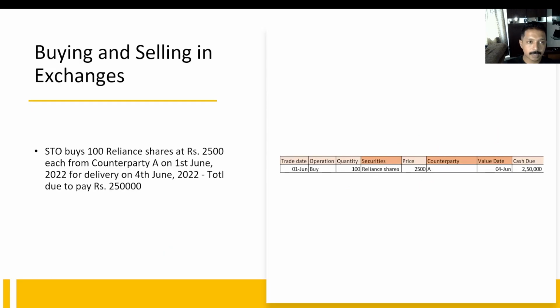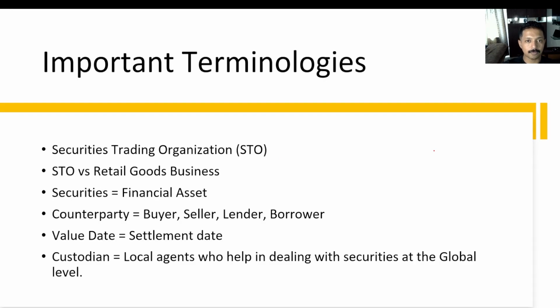Now, after that buying has happened, STO buys the 100. So one more example: STO buys 100 Reliance shares at rupees 2,500 from a counterparty A on 1st June 2022 for delivery on 4th June 2022. Total due is 25,000. Similarly, if you just put in the values, it has similar details, but the only thing is instead of shoes, it's Reliance shares, right? So that's the basics of trading details which are captured.